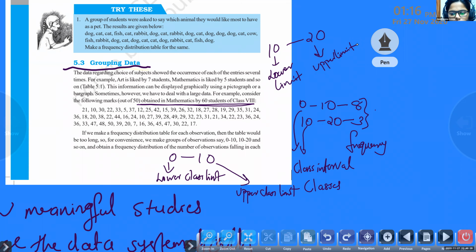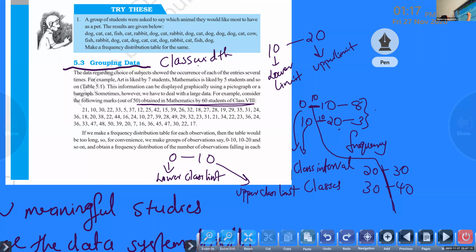And the difference between 20 and 10, that is the gap. Here also the gap is the difference between 20 and 10. And suppose 20 to 30, 30 to 40. Here also the difference is the same. 0 to 10, 10 to 20, 20 to 30, 30 to 40. That interval is known as class width or class size.